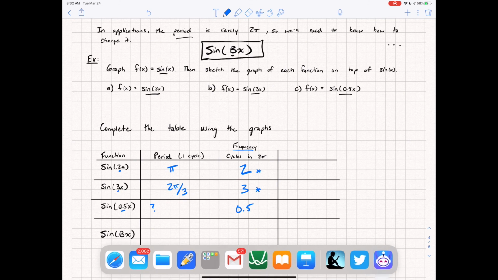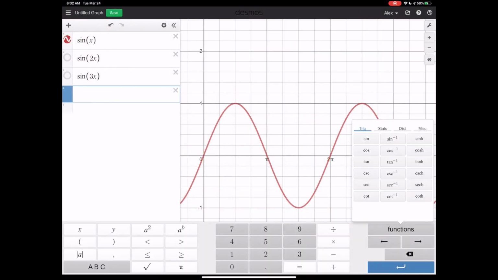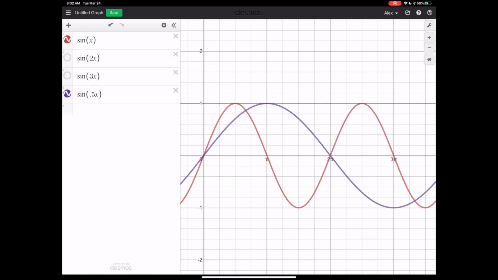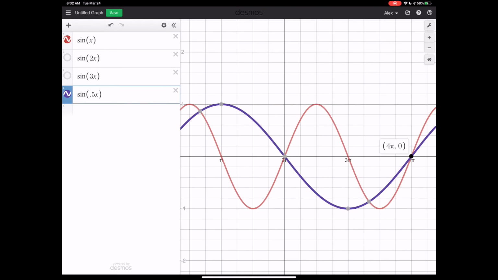All right, well, let's take a look at the graph for this. I'm going to turn this one off. Let's put sine of 0.5x in. Notice that with this graph here, the original function is completed by 2 pi, but the new function, sine of 0.5x, has only gone halfway. We've only gotten just the top portion. I actually have to move to the right just to see where the purple line actually finishes. And notice that it has a period of 4 pi.